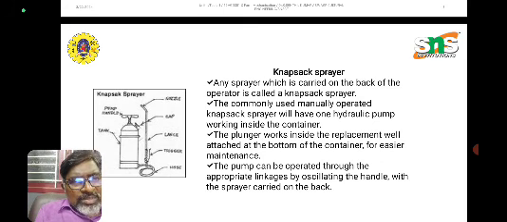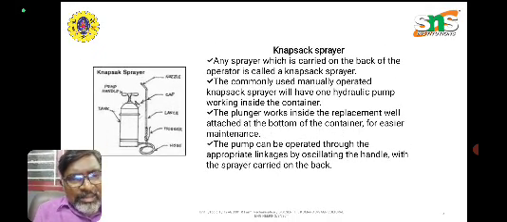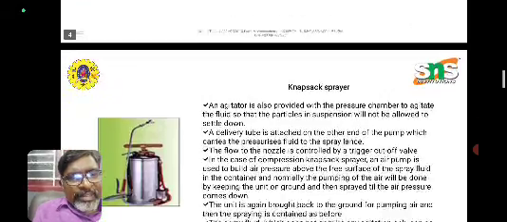The commonly used manually operated knapsack sprayer has one hydraulic pump working inside the container. The plunger works inside the replacement valve attached at the bottom of the container for easier maintenance. The pump can be operated through an appropriate linkage by oscillating the handle, with the sprayer carried on the back.